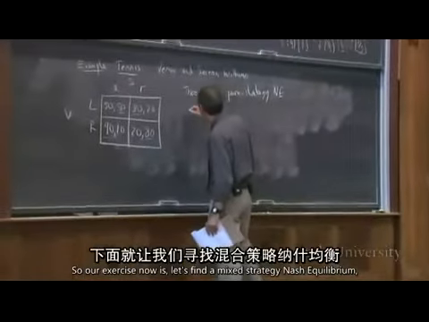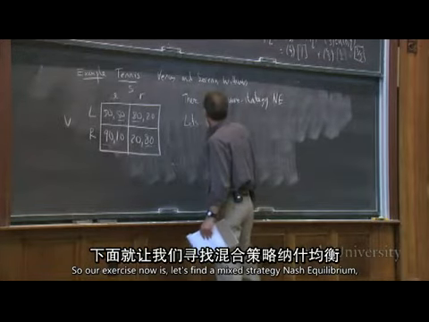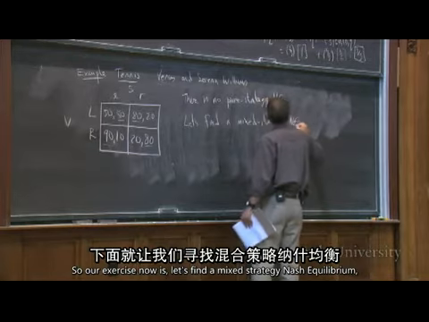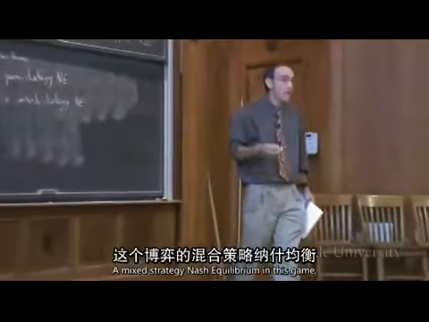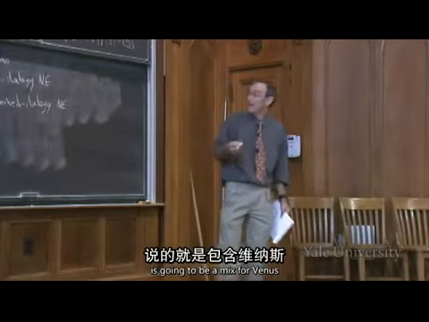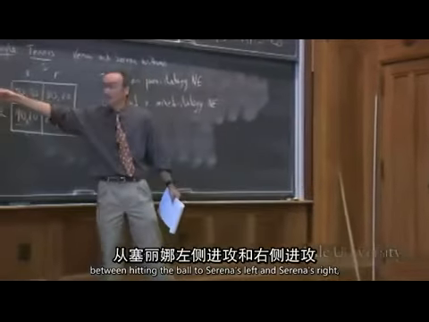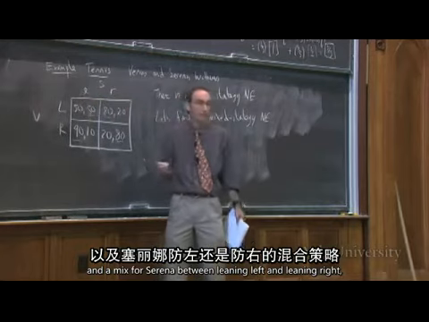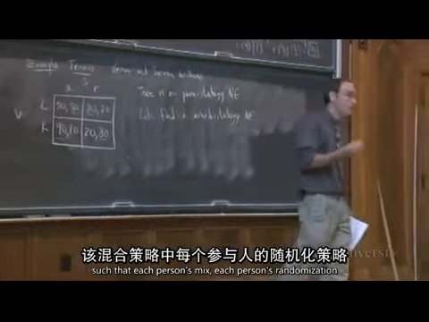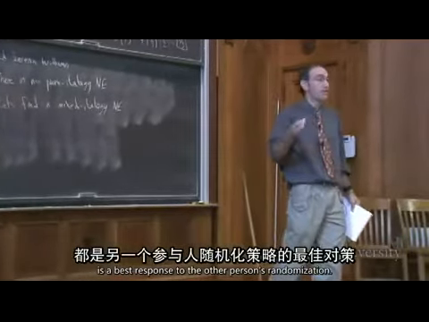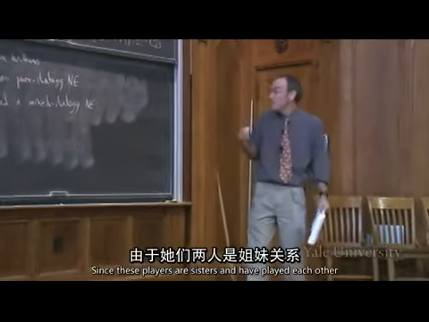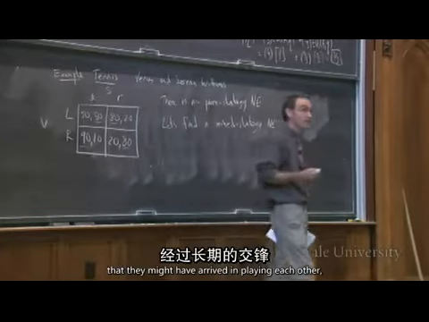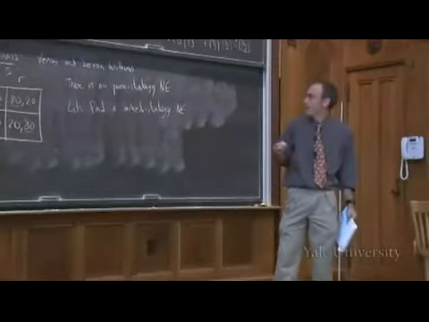All right, so our exercise now is let's find a mixed strategy Nash equilibrium. And before we find it, let's just interpret what it's going to mean. A mixed strategy Nash equilibrium in this game is going to be a mix for Venus between hitting the ball to Serena's left and Serena's right, and a mix for Serena between leaning left and leaning right, such that each person's mix, each person's randomization, is a best response to the other person's randomization. All right? And since these players are sisters and have played each other many, many times, not just in competition but probably in practice, it seems like a reasonable idea that they might have arrived in playing each other at a mixed strategy Nash equilibrium. All right, that's what we want to try and do.